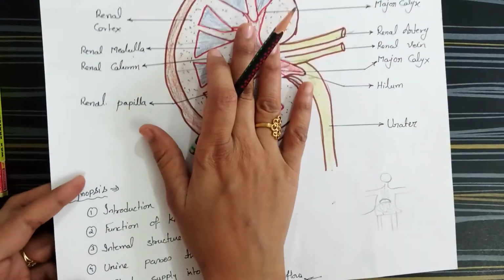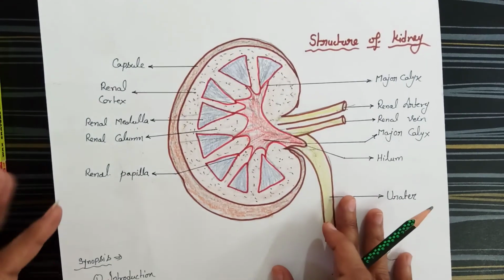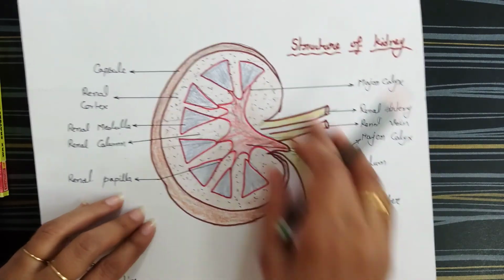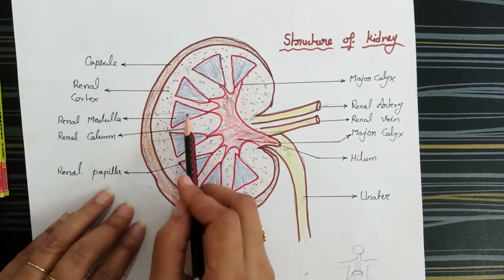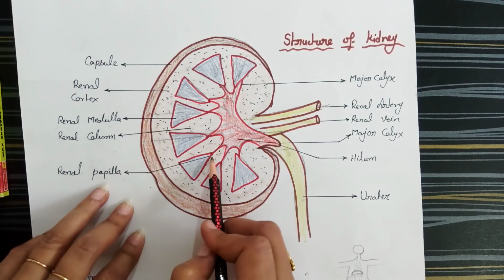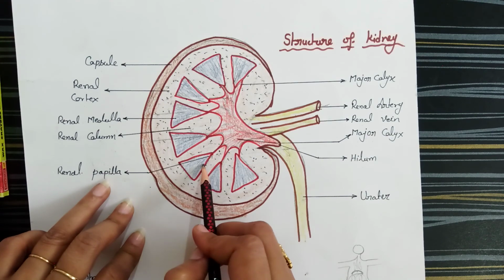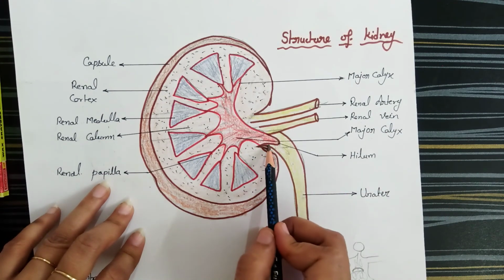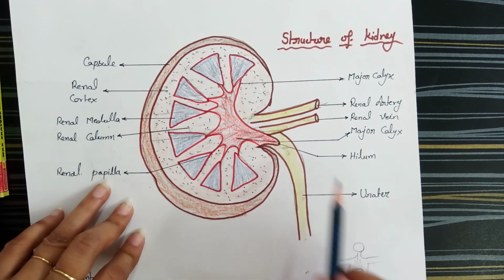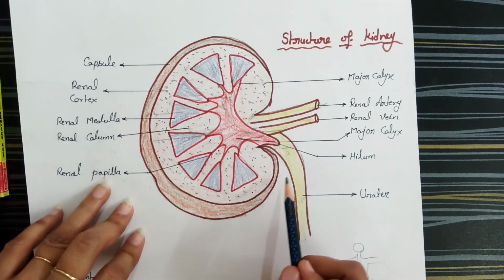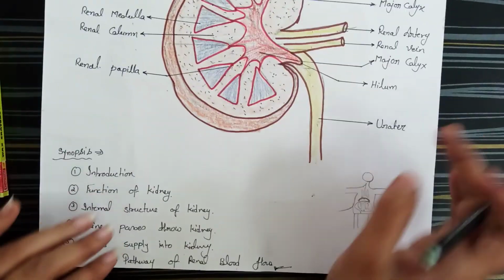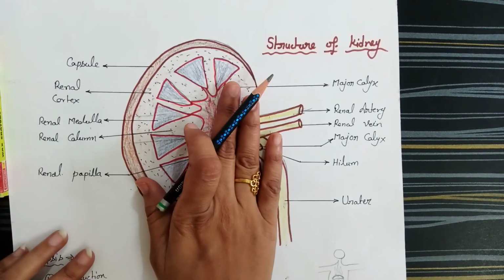So there are two main points: the structure of the kidney, and the second is the pathway of renal blood flow. When we talk about the structure, it is very simple. There is a cortex, there is a medulla, and in between there is a renal column. The top of the medulla is called the papilla. This is the hilum. From the hilum three pipes go: ureter, renal artery, and renal vein. Then there is the major calyx and minor calyx. So this is all about the structure of the kidney.